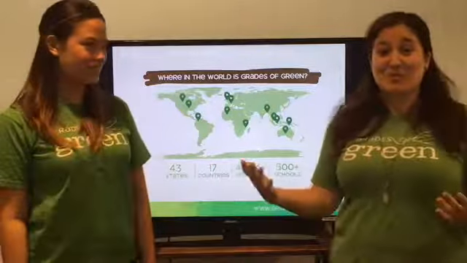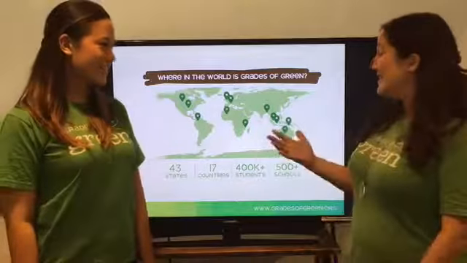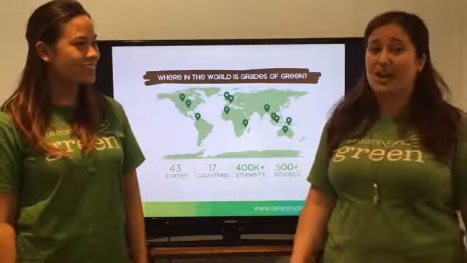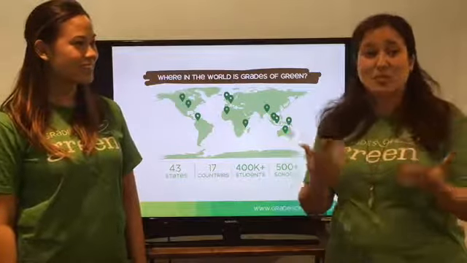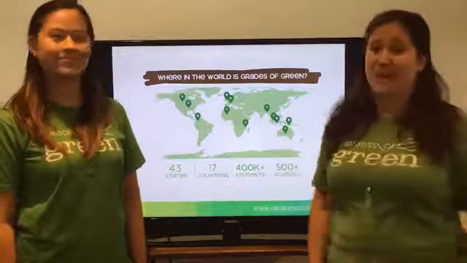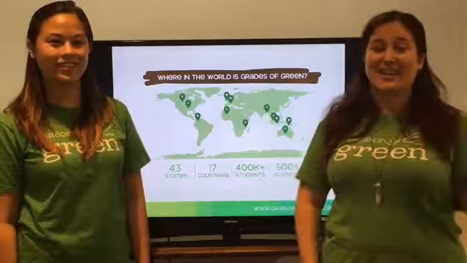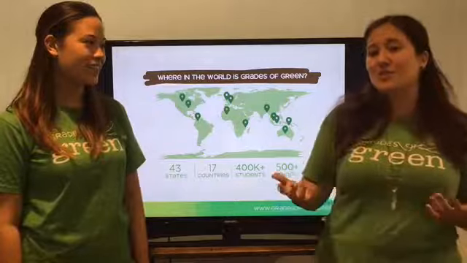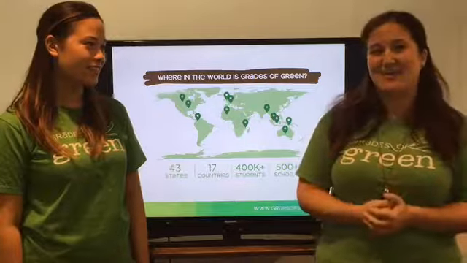Grades of Green is global. We're so excited to now be in 17 different countries, 43 states, and we work with over 400,000 kids across the world. Any school who registers can get paired with an advisor. We have team members both in New York and in LA who are happy to help anytime. Our program is free to schools, so if you know of a school who would like to get involved, have them check out the website.